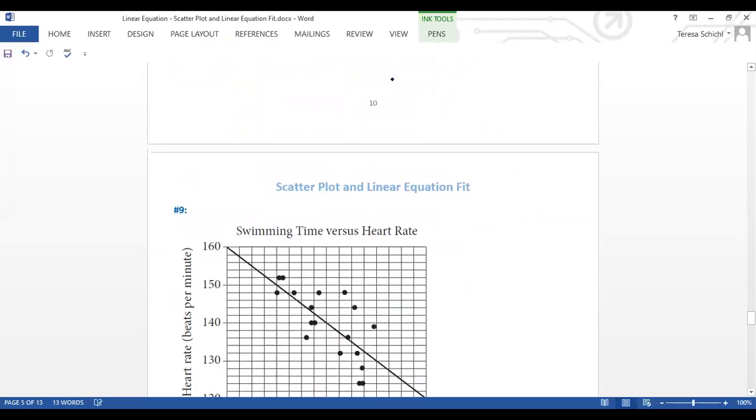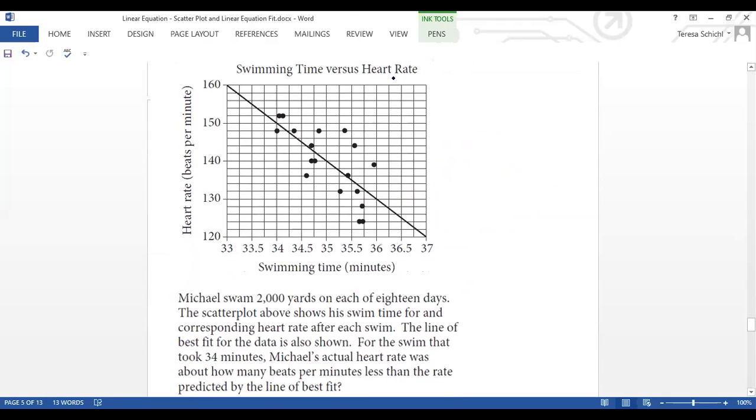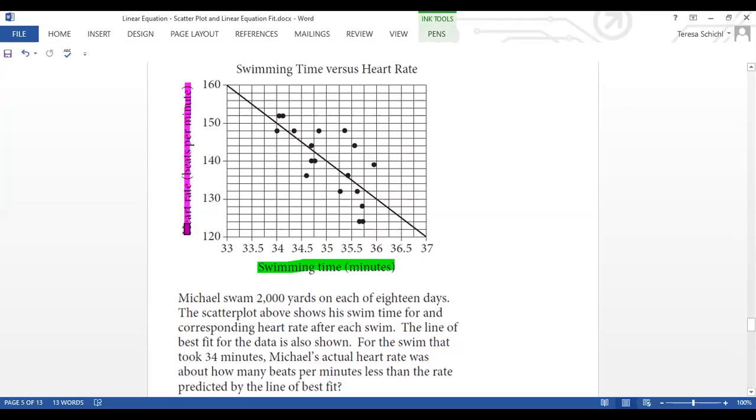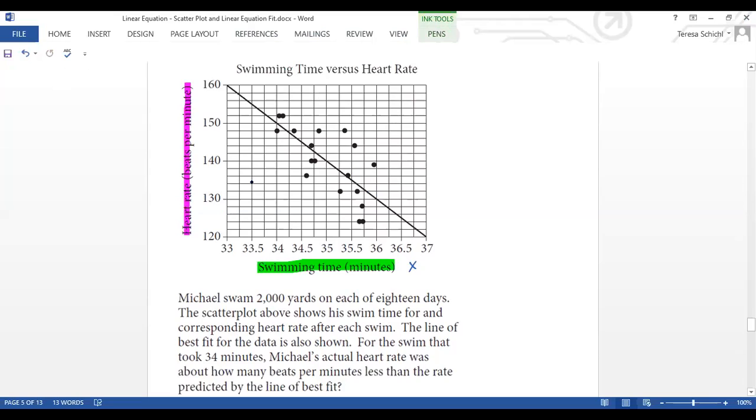Okay, let's take a look at number 9 here: swimming time versus heart rate. Michael swam the 2,000 yards on each of the 8 days. The scatter plot shows the swimming time and the corresponding heart rate. So swimming time is my X, and heart rate is my Y here.